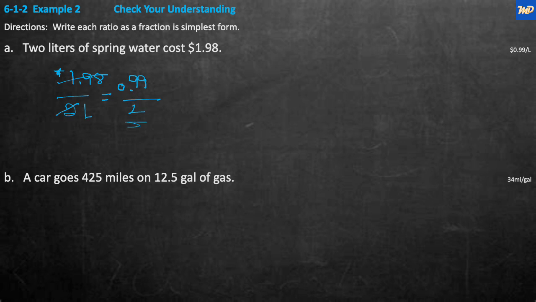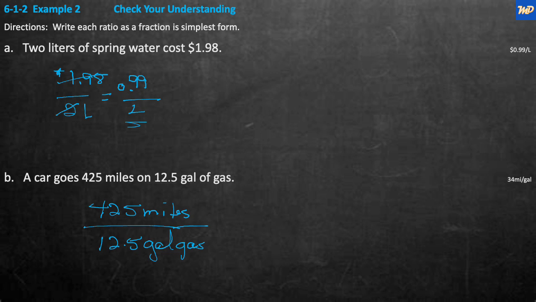How about this one? A car goes 425 miles on 12.5 gallons of gas. So how many miles can it go on 12.5 gallons? So it's 425 miles divided by gallons of gas, 12.5 gallons, G-A-L of G-A-S, right? In order to get that ratio now, we're going to take the 425 and divide it by 12.5.